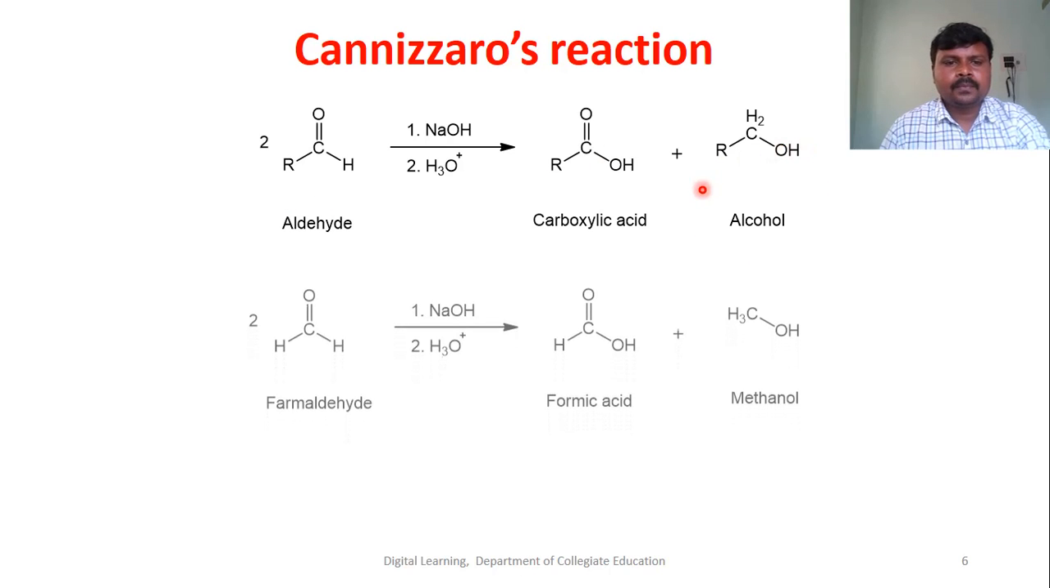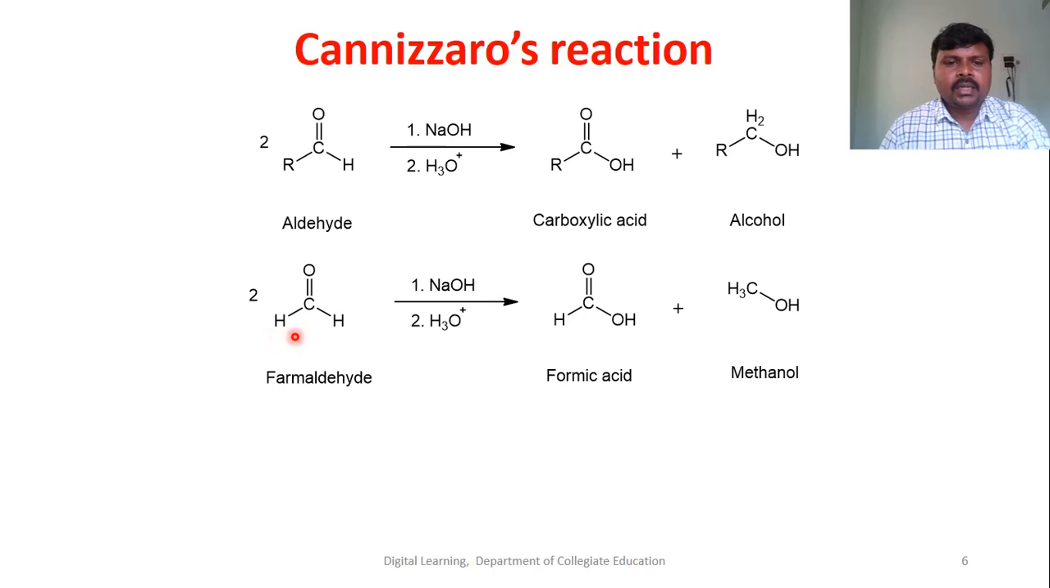For example, here I have taken formaldehyde. This is the aldehyde which doesn't contain alpha hydrogen atoms. There is no alpha carbon atom here. Two molecules of formaldehyde undergo self-oxidation and reduction in the presence of sodium hydroxide to give formic acid and methanol.